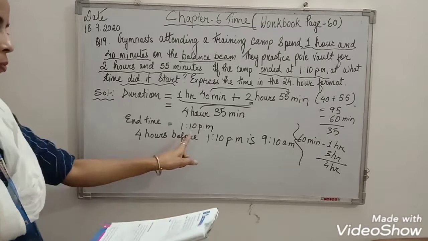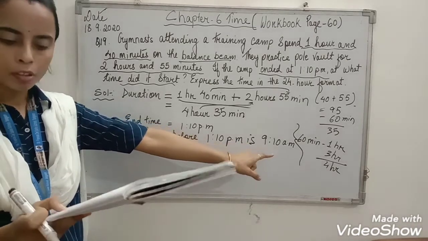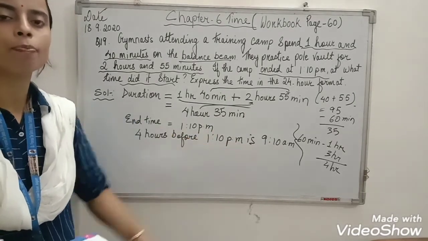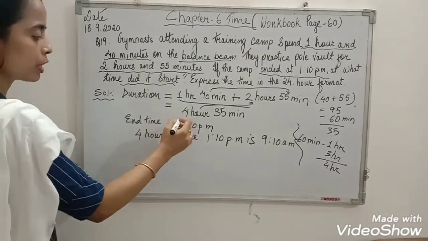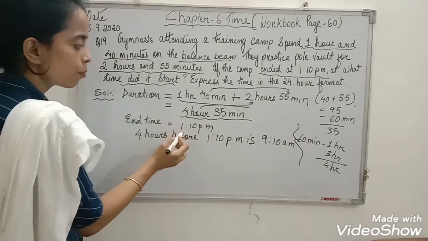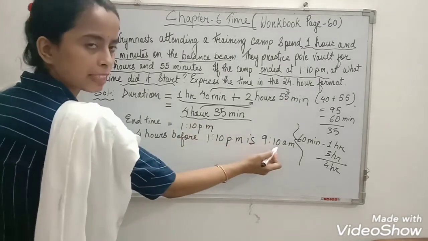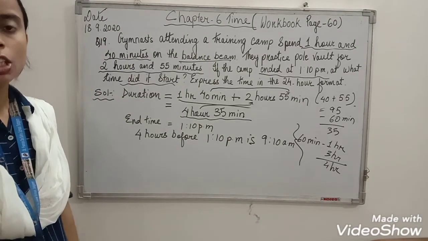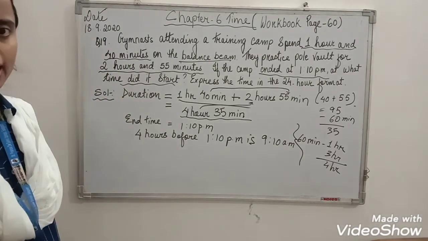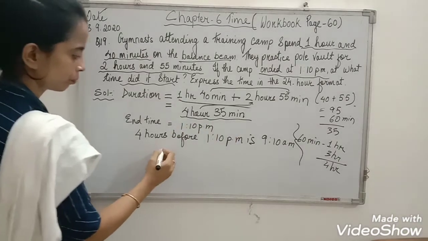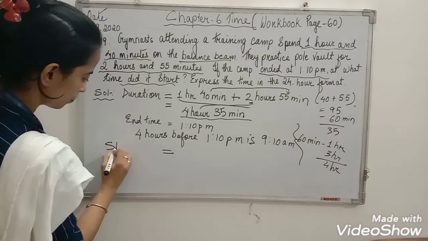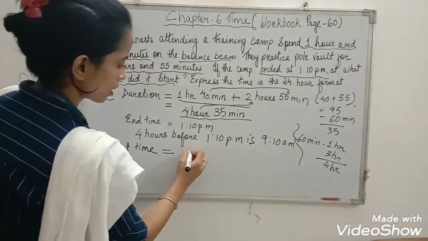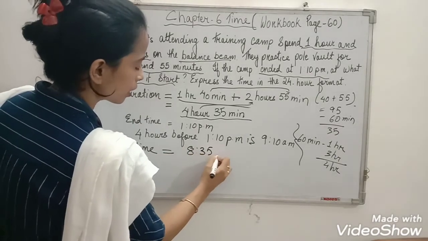Got it? Now what do you have to find out? That 35 minutes you have to subtract from 9:10. Why? Because the duration given is 4 hours 35 minutes, and 4 hours before 1:10 is 9:10. Now you subtract 35 minutes from 9:10. If you subtract 35 minutes from 9:10, how much will you get? So the start time is equal to 8:35 a.m.